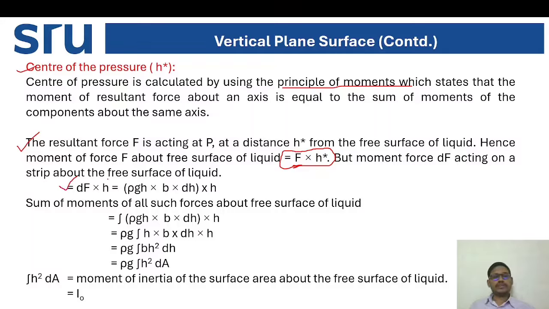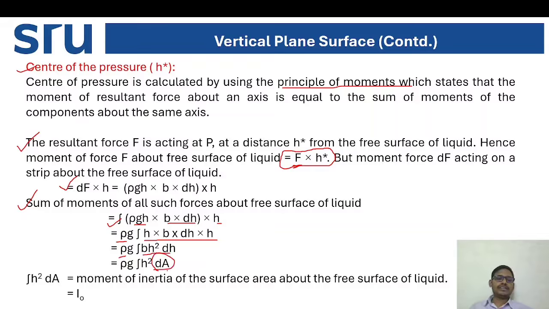So dF into h is equal to rho g h into b into dh into h. The sum of moments of all such forces about the free surface of the liquid is equal to rho g h, as we know, b into dh, into h. Rho g is constant, so it is rho g b into h square into dh. Already we know b into dh is nothing but dA.